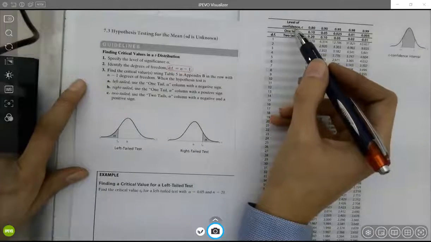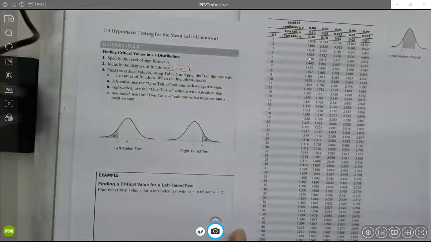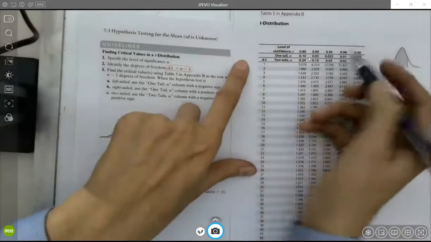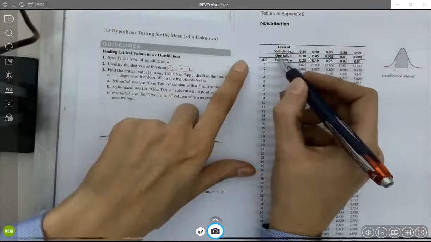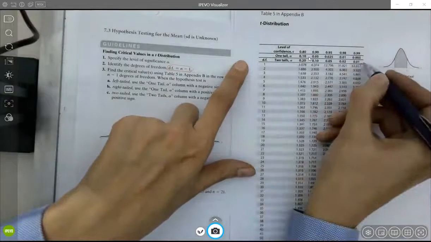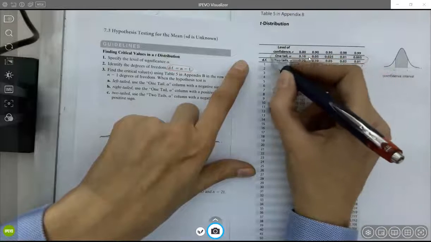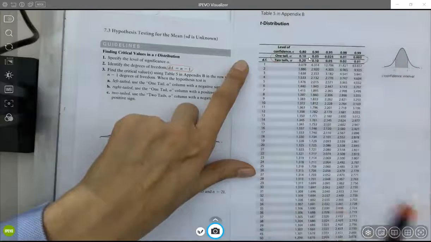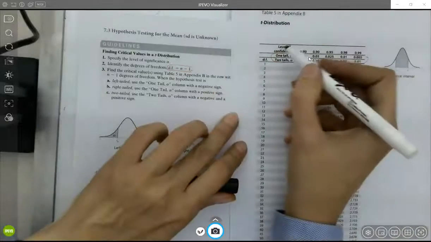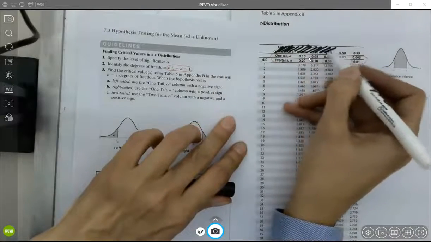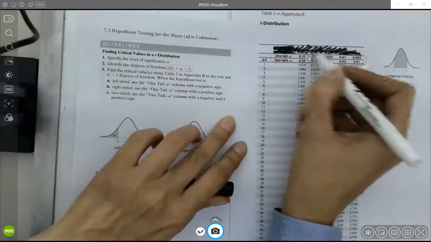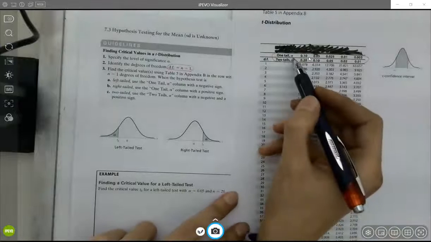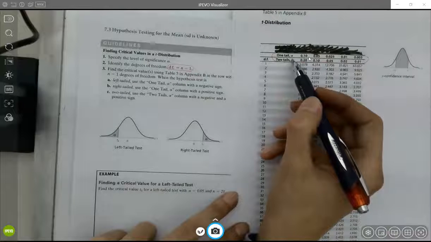Remember that when we used it for confidence intervals, we had level of confidence c. Now that we are working with hypothesis testing, we have to use alpha. So we need to forget about level of confidence for hypothesis testing. We're not going to use the level of confidence because we are now dealing with alpha.